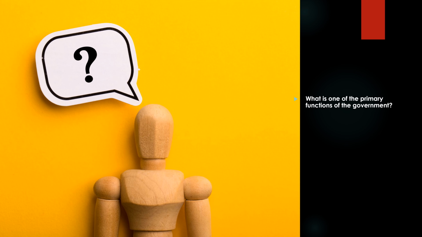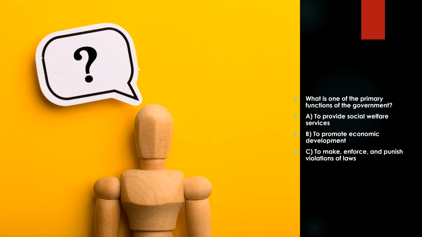What is one of the primary functions of the government? To provide social welfare services, to promote economic development, to make, enforce and punish violations of laws, to conduct foreign policy. Answer C, to make, enforce and punish violations of laws.